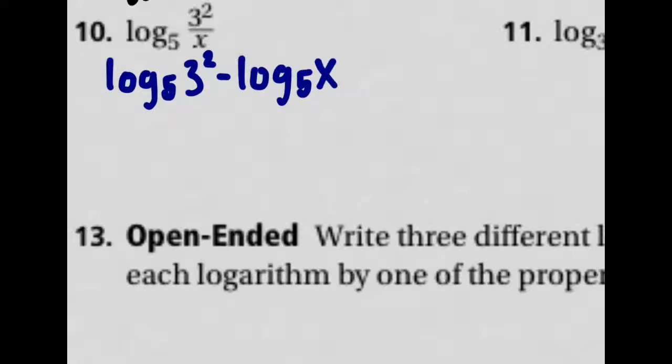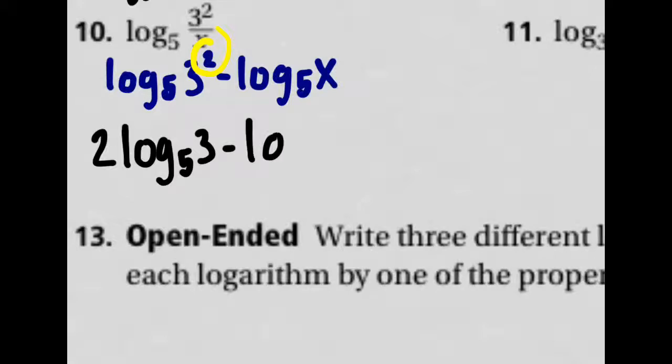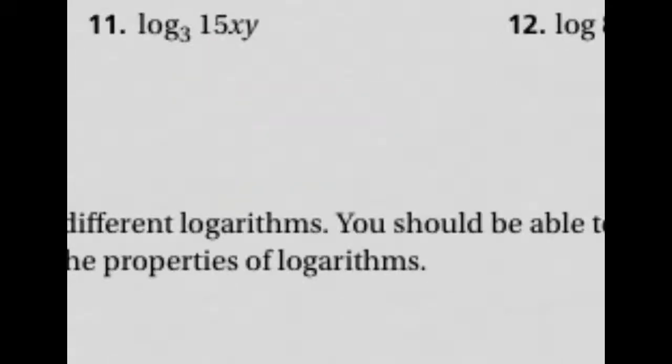Alright. It says log base 5 of 3 squared over x. First thing I notice is the fraction. So let's split that up into a subtraction of logarithms. So I'm going to write log base 5 of 3 squared minus log base 5 of x. Then I can take that exponent, the 2 right there, and bring it to the front as a coefficient. So my final answer will be 2 log base 5 of 3 minus log base 5 of x.